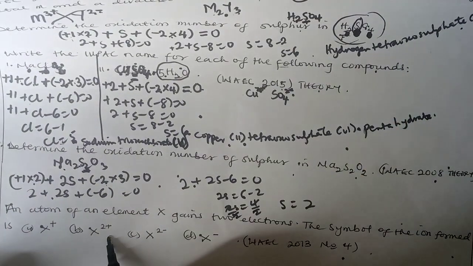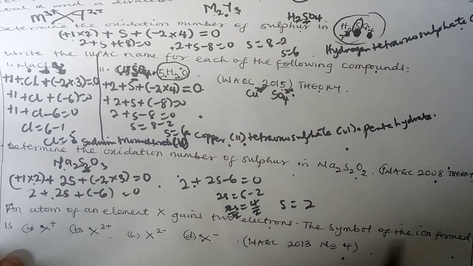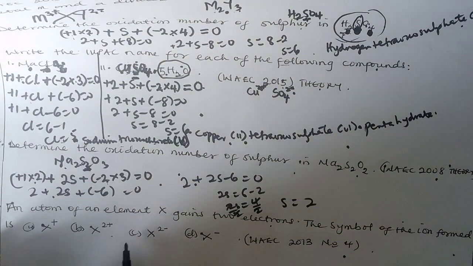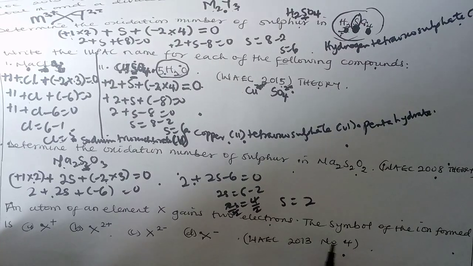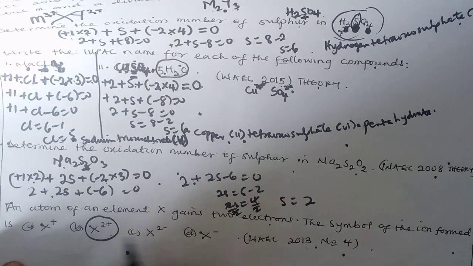And the last question here is: an atom of an element X gains 2 electrons. The symbol of the ion formed is what? Whenever an element gains electrons, they become negatively charged. They change from atoms to ions, and that's 2013 number 4. So we have X2-.